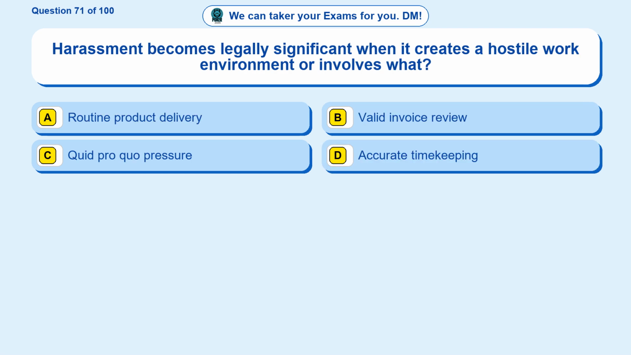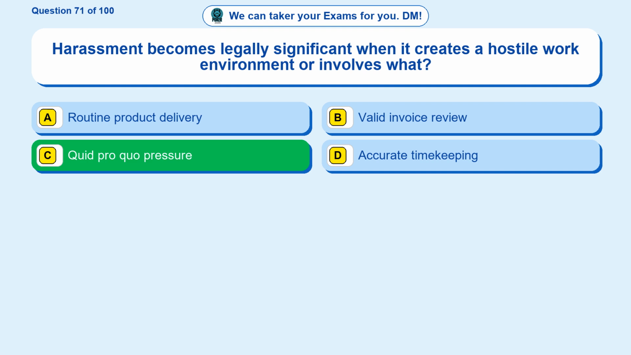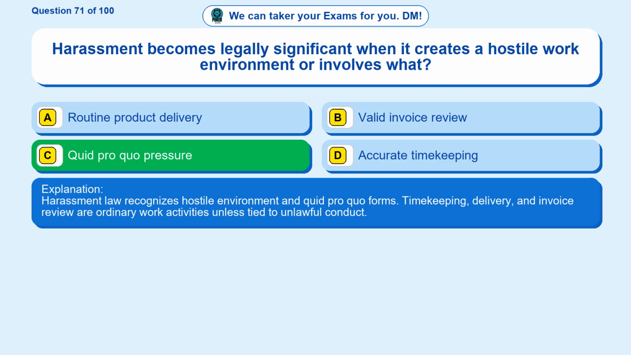Question 71. Harassment becomes legally significant when it creates a hostile work environment or involves what? Option A. Routine product delivery. Option B. Valid invoice review. Option C. Quid pro quo pressure. Option D. Accurate timekeeping. The correct answer is option C. Quid pro quo pressure. Harassment law recognizes hostile environment and quid pro quo forms. Timekeeping, delivery, and invoice review are ordinary work activities unless tied to unlawful conduct.